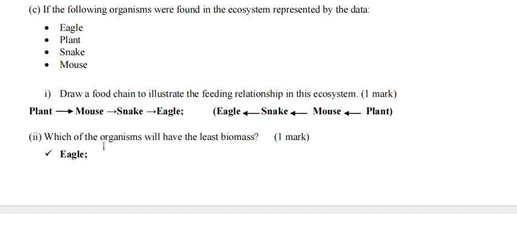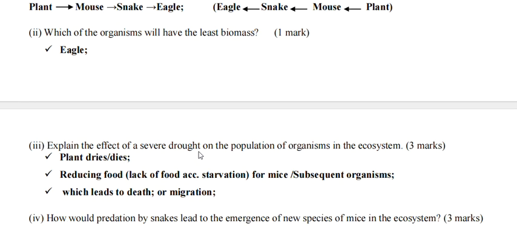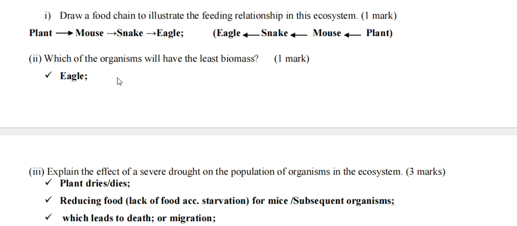Which of the organisms will have the least biomass? The least biomass, that is the eagle. And maybe another time they can ask you to give a reason why the eagle has the least biomass.